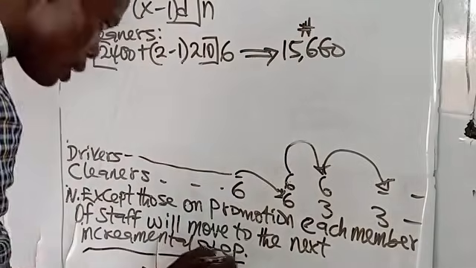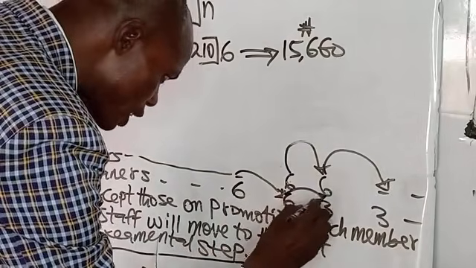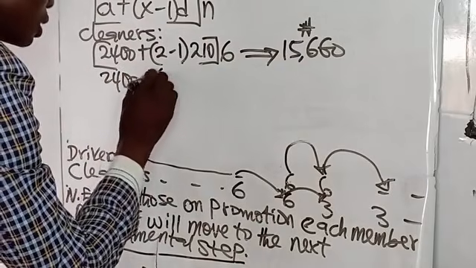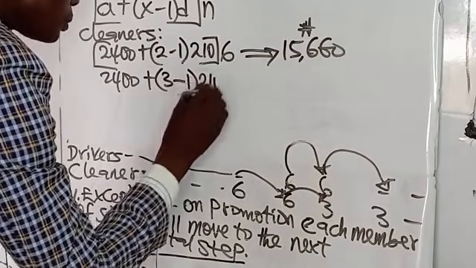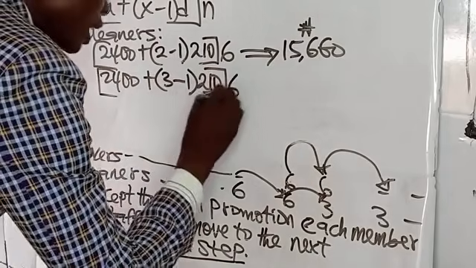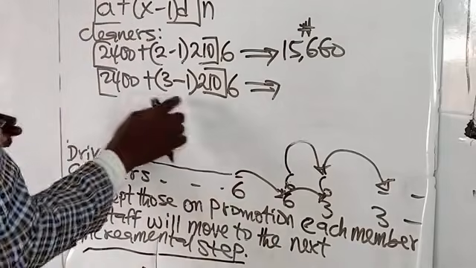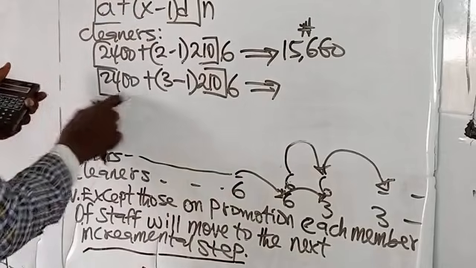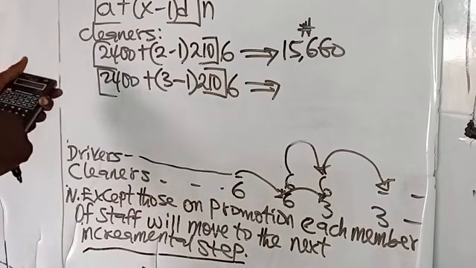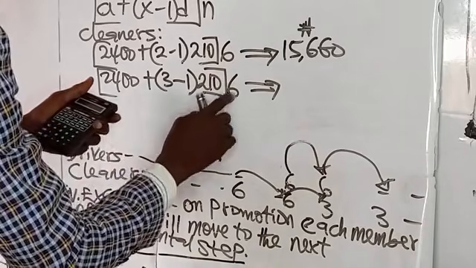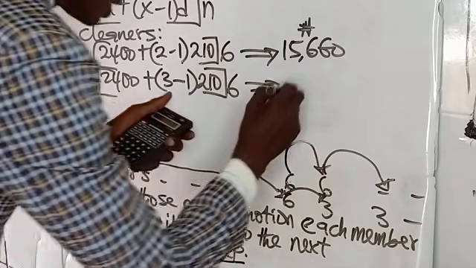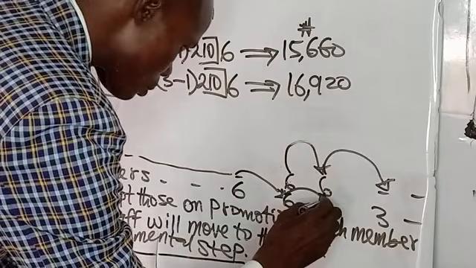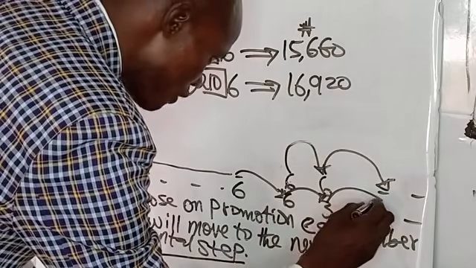Then, those in step 2 are now moving to step 3. We have 2,400 plus step 3, 210. 6 employees. 3 minus 1, that is 2. 2 times 210, that is 420, plus 2,400. We have 2,820 times 6, which is 16,920.